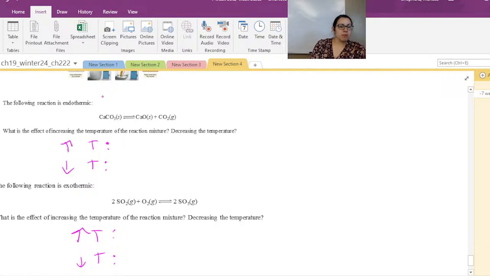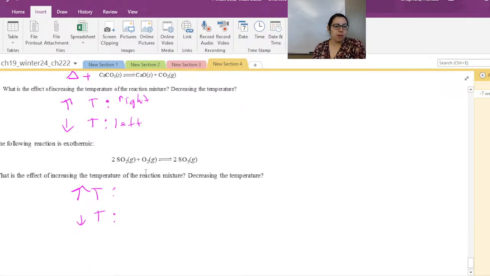So what do we think? We have our endothermic reaction. I'm just going to go ahead and write heat in there. So heat is basically a reactant. What happens if we increase the temperature, left or right? It goes right since we're adding reactants basically, so that's going to shift it towards the products. And of course, if we decrease it, now it's going to go left.